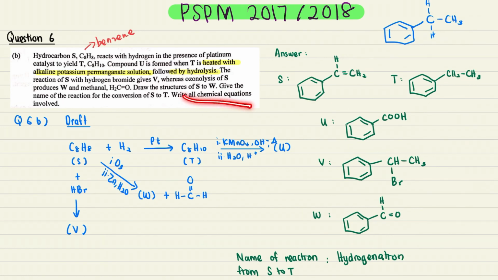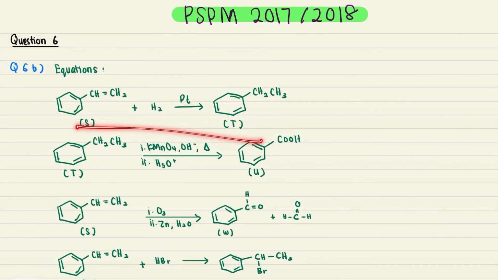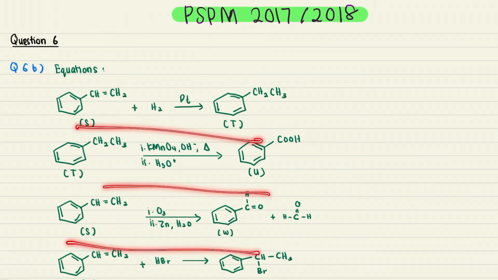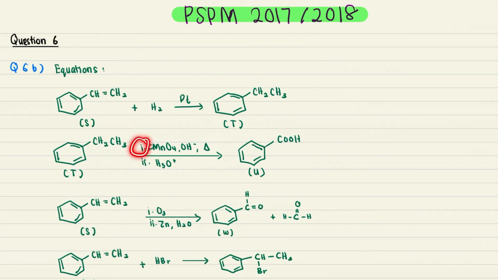Okay, and then dia kata write all chemical equation involved. Okay, ini draft saja. Okay, itu bukan chemical equation kita. Chemical equation kita salin balik lah dekat belakang ni. Okay. And please take note, this one ada numbering. Number 1, number 2 disebabkan dia adalah ada perkataan tadi followed by tu.